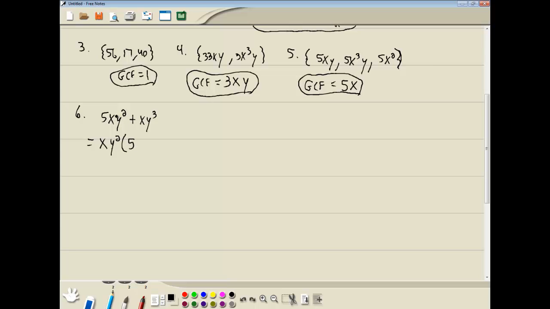Okay, so that 5 remains. This x is gone. Both of these y's are gone. Plus, that x is gone. And we had 3 y's and we took 2 y's out. So that leaves us just 1 y. So our answer will be xy squared times 5 plus y.